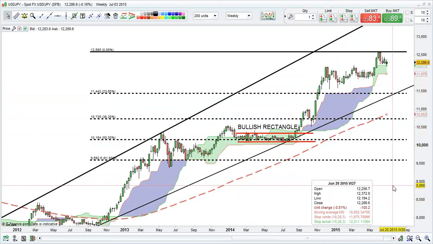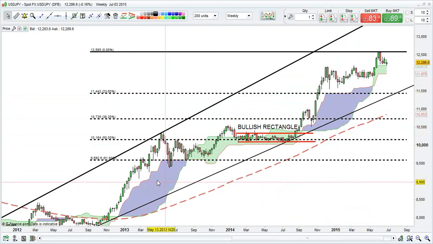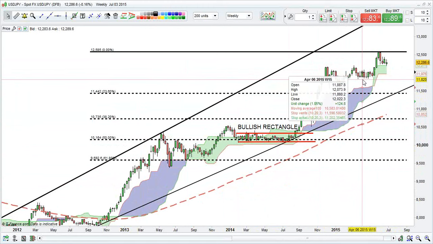So just be aware not to put too many tools onto your chart. The first thing you want to be aware of is your price action. Right now we know that this price action is bullish on the USD JPY. So that was your tutorial on constructing your charts.